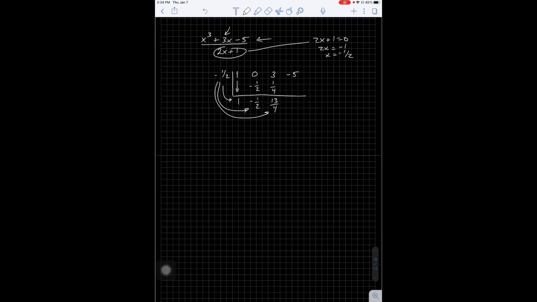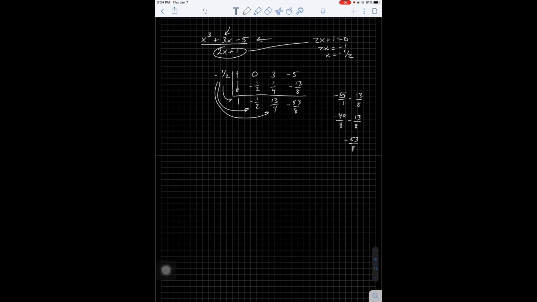Multiply again, -1/2 times 13/4 is -13/8. And I'm quickly running out of the ability to do that in my head, so I'm going to do this over here. -5/1 minus 13/8. I get a common denominator. That's going to be -40/8 minus 13/8. And if I add those up, that's going to be a -53/8.